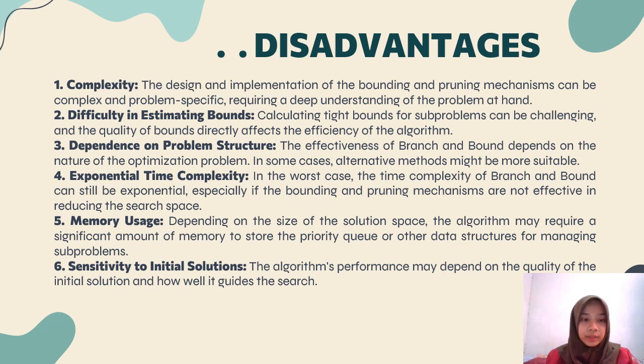Third, dependence on problem structure. The effectiveness of branch and bound depends on the nature of the optimization problem. In some cases, alternative methods might be more suitable. Fourth, exponential time complexity. In the worst case, the time complexity of branch and bound can still be exponential, especially if the bounding and pruning mechanisms are not effective in reducing the search space.